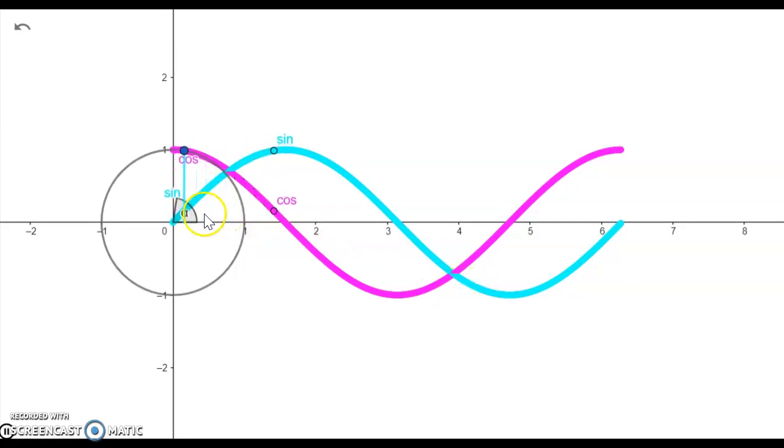And this is all based on the angle. On my x-axis, I haven't put any pi on there, so 2 pi is a little over 6.